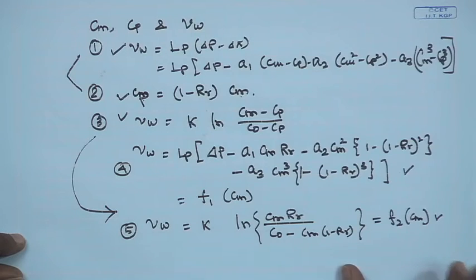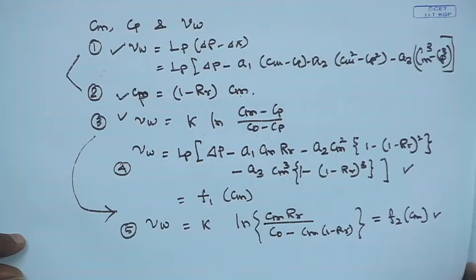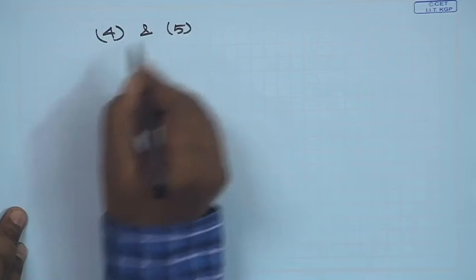Now, what are these two equations? These two equations are algebraic equations, basically coupled nonlinear algebraic equations, and therefore they can be solved using the Newton-Raphson method with a guess value of Cm. So, we use a guess value of Cm, and then we equate equations 4 and 5. If we equate equations 4 and 5, we will land up with only one equation in Cm.